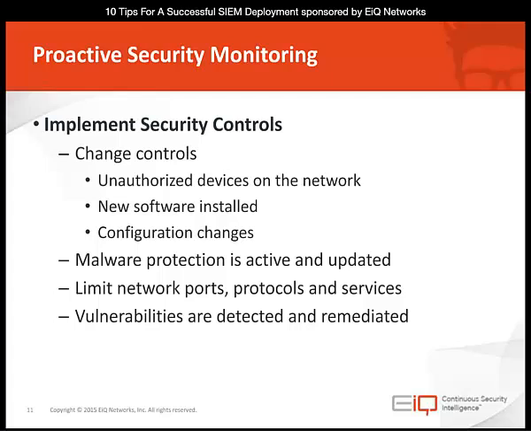I've highlighted a few here, which I think are pretty critical. One is just restricting changes to your IT assets. And if you're not able to restrict them, I at least want to know that something changed so I can determine what it was and whether it should have happened. A few things to check for would be, have new devices appeared on the network?